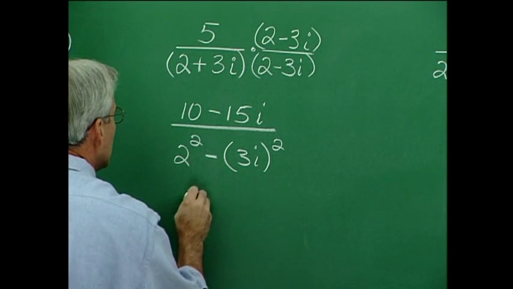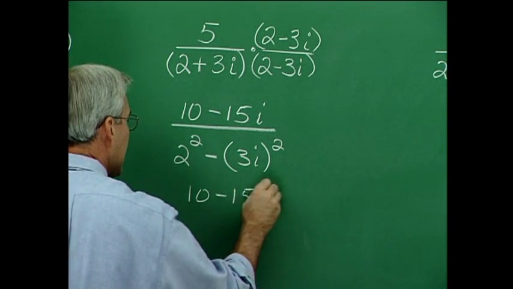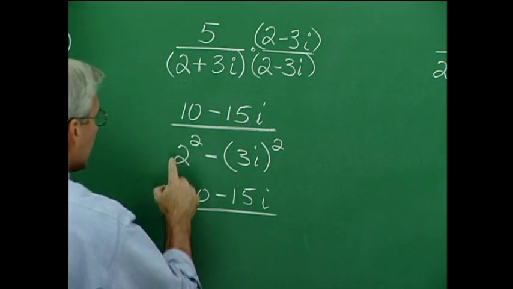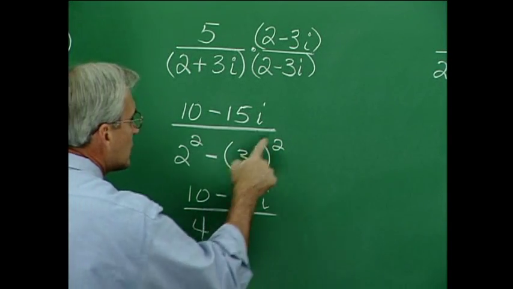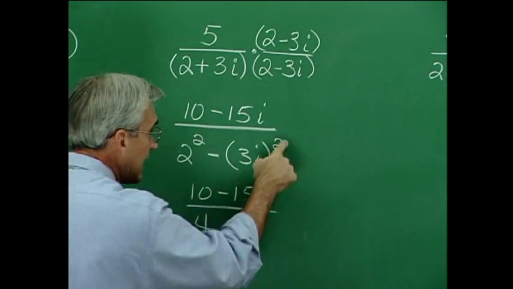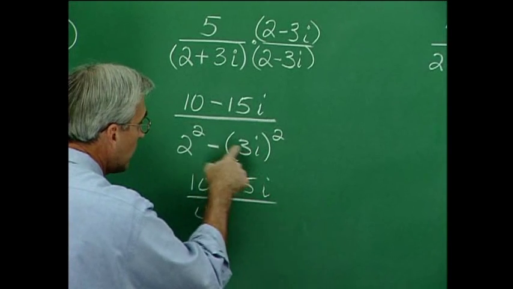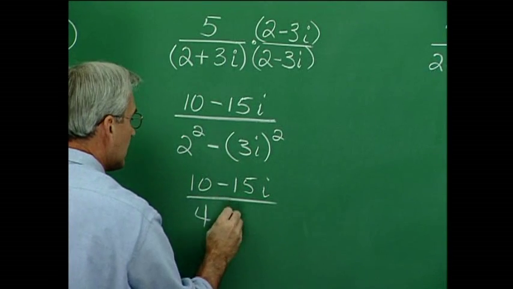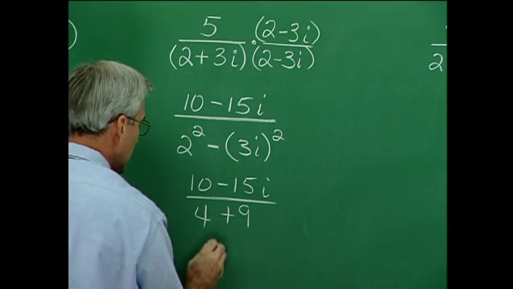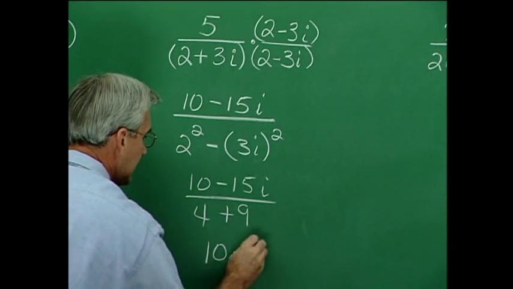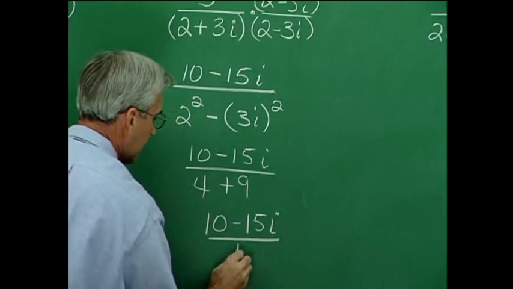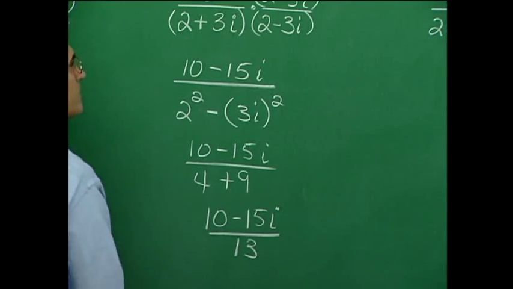And away we go. 10 minus 15i in the numerator. In the denominator 4. Now, 3 squared will be 9. The i squared is negative 1. The negative 1 times the negative here gives plus. So plus 9. So 10 minus 15i over 13 is our answer.